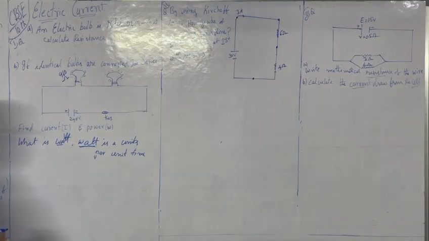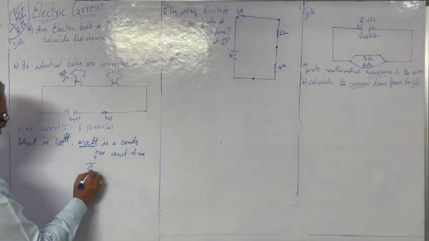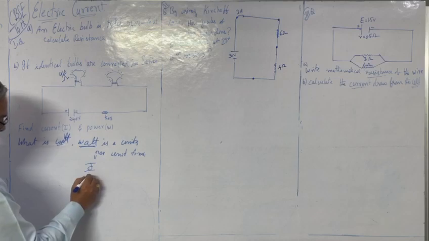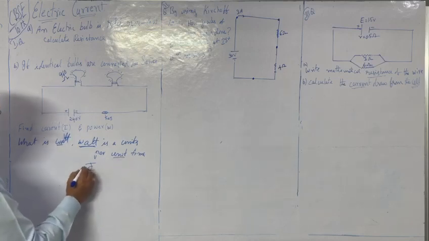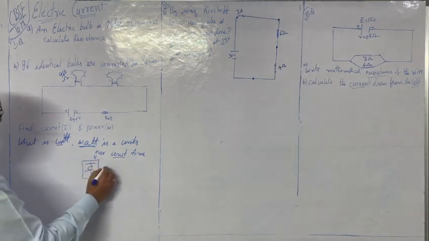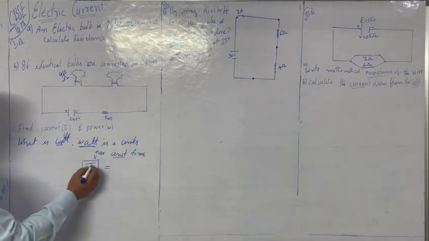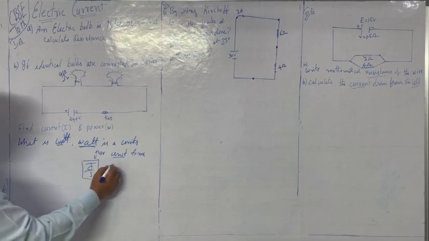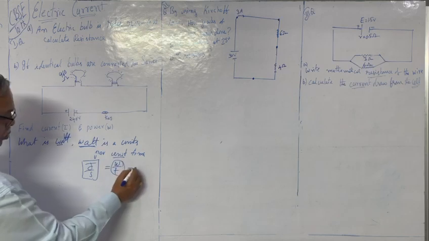Work is what per unit time? Joule is a unit of work, and unit of time is second. Joule per second. How can you write? Power is equal to W by T, where W is work in joule and T is time in second. W by T, that is power.